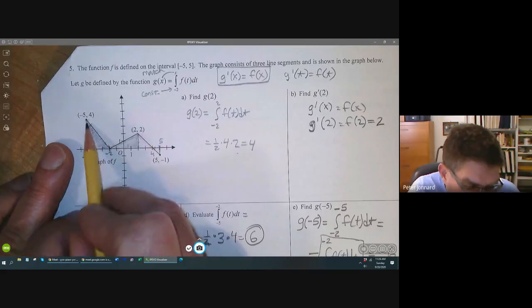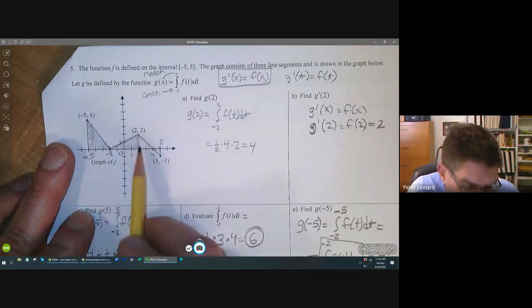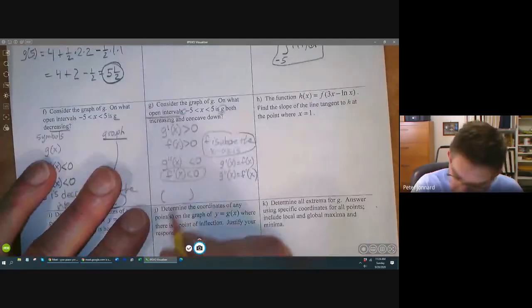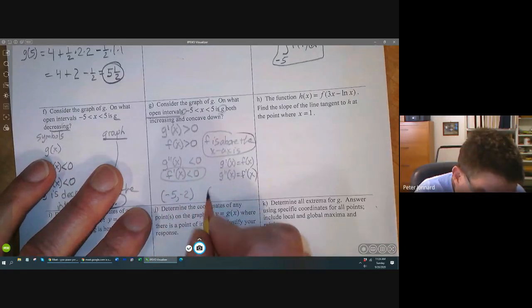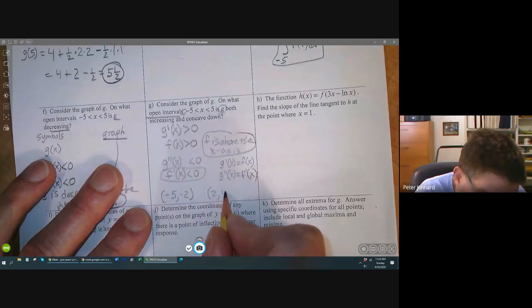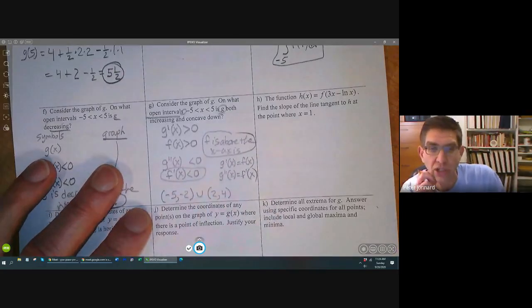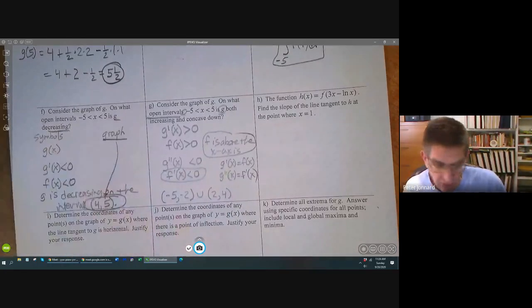So the first open interval goes from -5 to -2, and the second open interval goes from 2 to 4. So before I forget, I want to write that down. The first open interval is -5 to -2, and the second one is from 2 to 4. So these are the 2 intervals over which g is increasing and concave down. So there we have it.